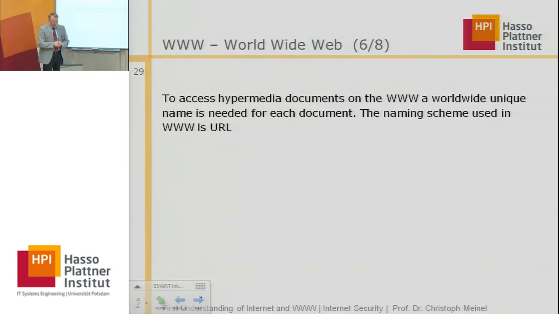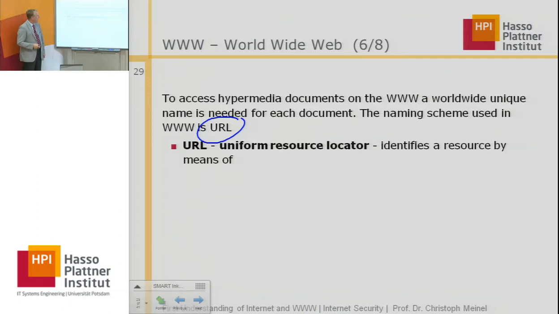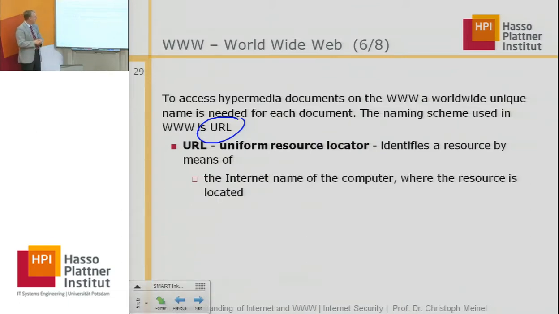To access such hypermedia documents, each of these documents needs a unique name. Otherwise, the computers do not understand which document the user wants to get. So a naming scheme is needed that provides a possibility that each document in the world may get a unique name. And the naming scheme which fulfills this characteristic is the URL. The URL, the Uniform Resource Locator, identifies a resource by the internet name of the computer.